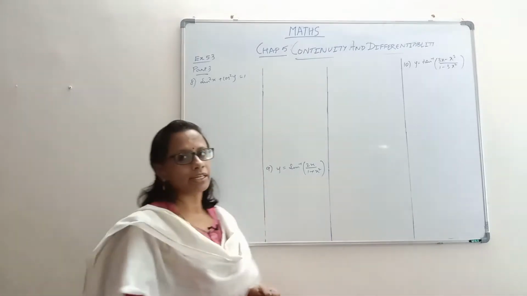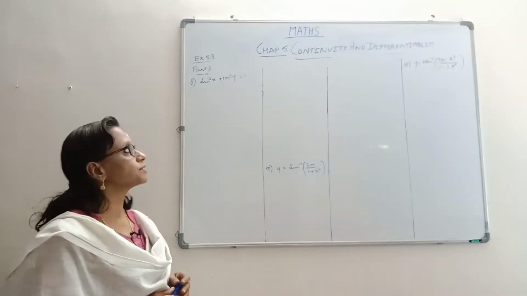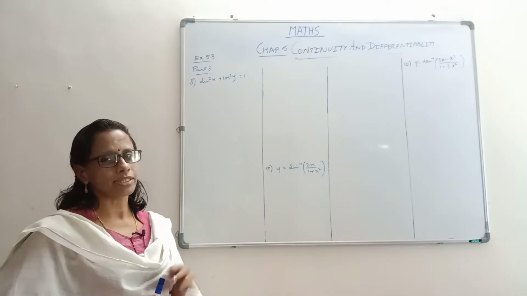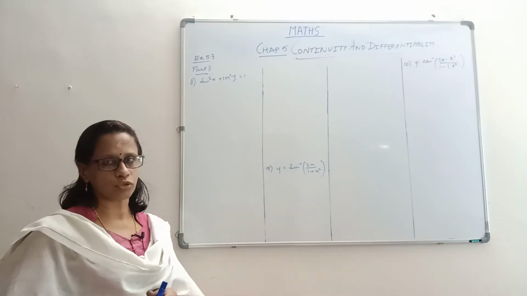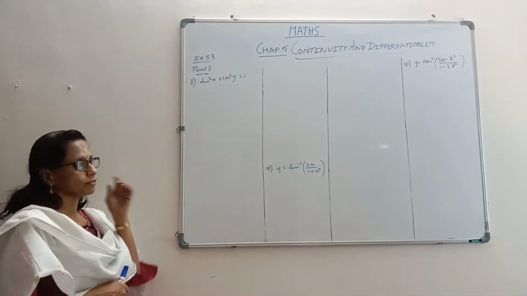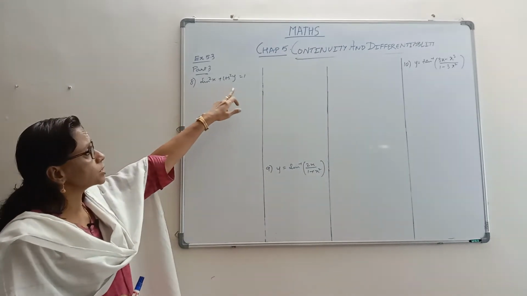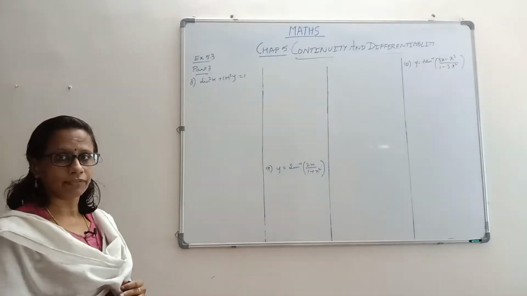Hello folks, this is part 3 video of this exercise 5.3 implicit functions. We were saying some functions are relatively easy, some are time consuming. So we are doing this 8th problem, which says that sin squared x plus cos squared y equal to 1. You have to get the dy by dx.